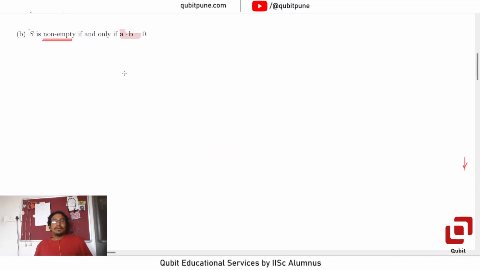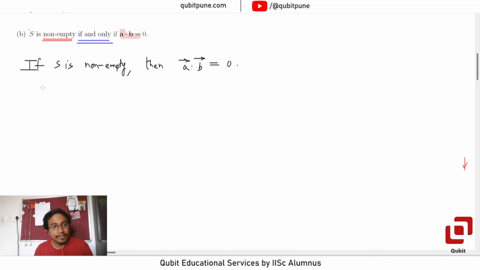S is non-empty if and only if a bar dot b bar is 0. This is a biconditional statement, if and only if. So we have to prove two things here. If S is non-empty, then a bar dot b bar is 0. And if a bar dot b bar is 0, then S is non-empty. So how to prove that?